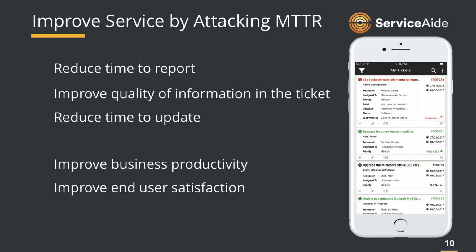So attacking mean time to resolution is what we really wanted to do. So we looked at mean time to resolution, and we started figuring out, where can we improve things? Where can a mobile app help and improve mean time to resolution? So we looked at reducing the time to report that ticket, so making it easier to report that ticket, both from the analyst perspective, improving the quality of information in the ticket.